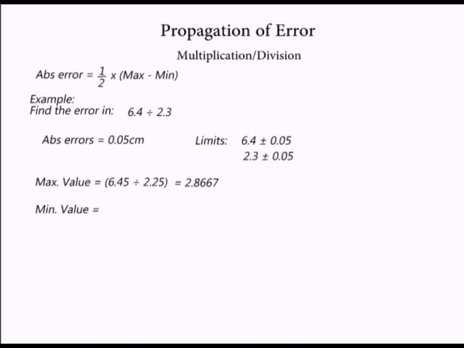Minimum possible value for that division. In this case, we divide the minimum by maximum, or the lower limit divided by the upper limit. So we choose the lower limit of 6.4, and that is 6.35, divide by the upper limit of 2.3, and that is 2.35. That will give us 2.7021. The absolute error is equal to a half times the difference between the maximum and minimum values, and that will give us 0.0823.